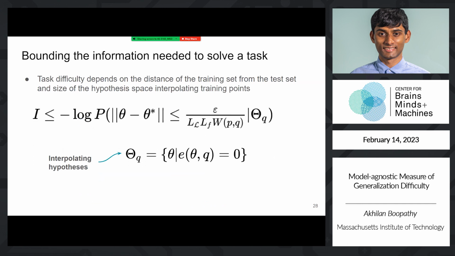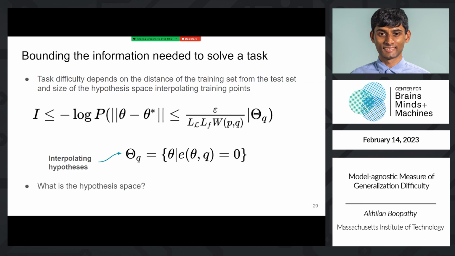All right, so if we just take the bound from the previous slide, apply negative log to both sides, we now get an upper bound on our task difficulty expression. So the task difficulty is now upper bounded by negative log of this probability here, the probability that we land within this radius of theta star. And just for notational convenience, I've expressed this condition as this big theta Q. So this is just the set of all interpolating hypotheses.